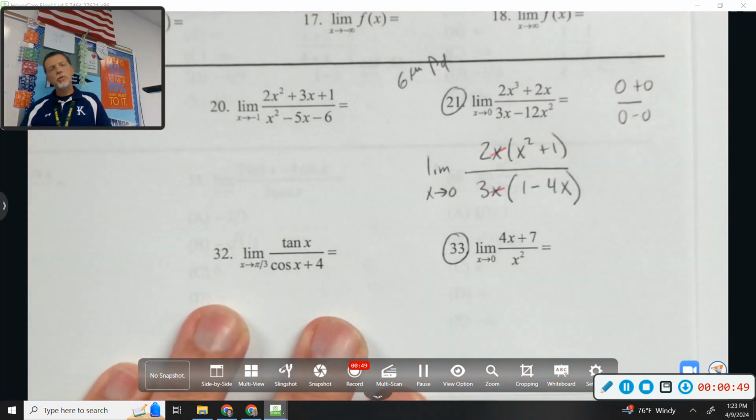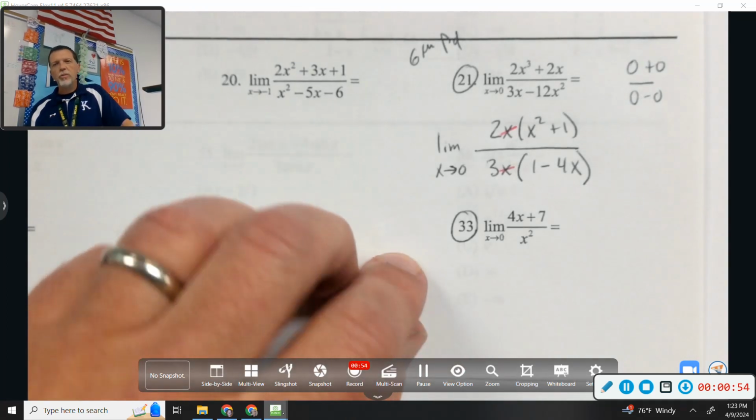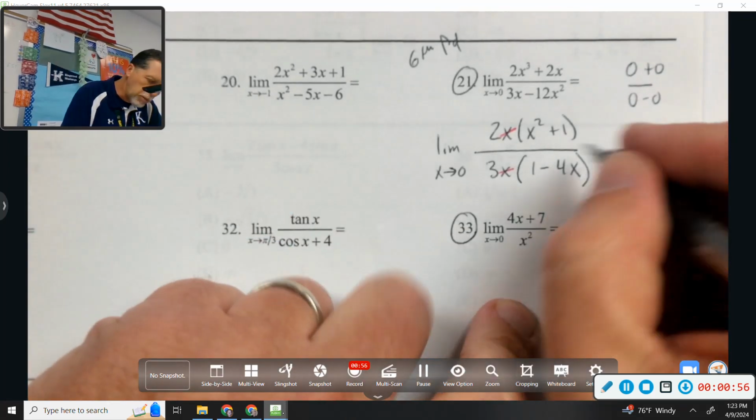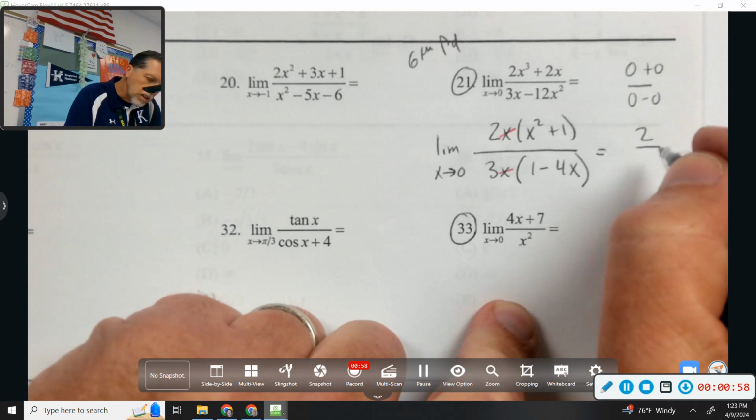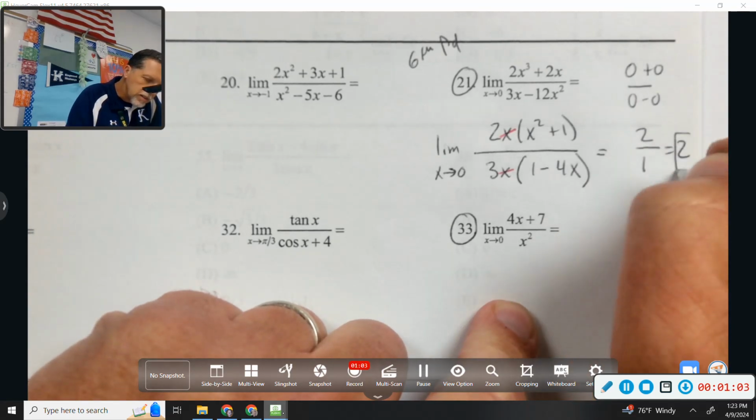So you do your algebra trick, hopefully something cancels, and then you give it another go, and hopefully what canceled was good, and when you plug things in, it will work. So 2 over 1 is 2.